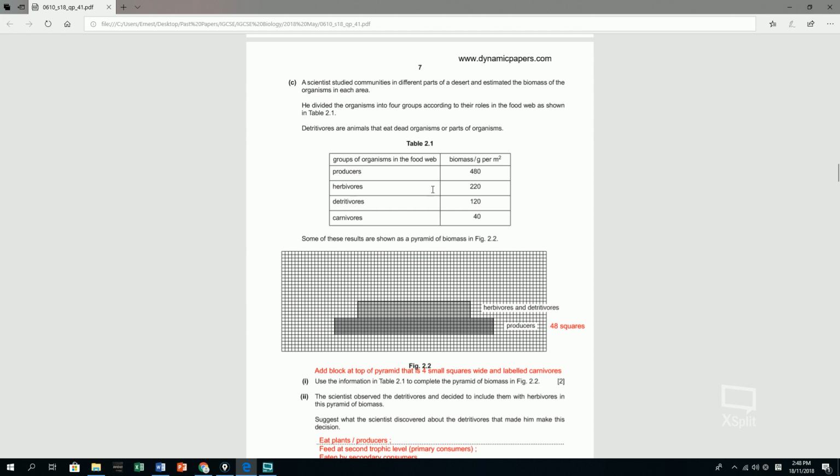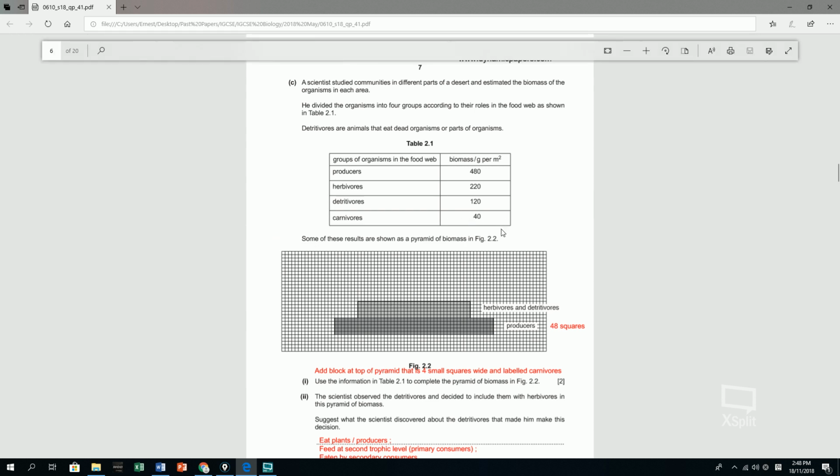So you simply just need to do that, and you can do that by noticing that producers are represented by 48 small squares. I've counted these, and that represents 48 biomass. So one little square is 10 biomass. So what that means is that you just need to draw the carnivore grid or block that uses up 4 little squares, okay, to represent 40 biomass.